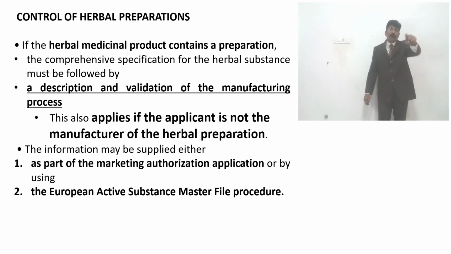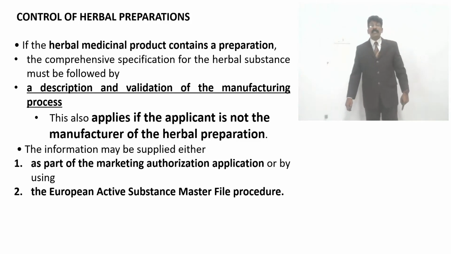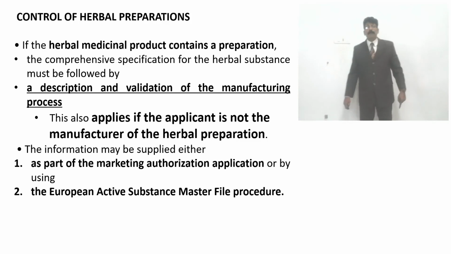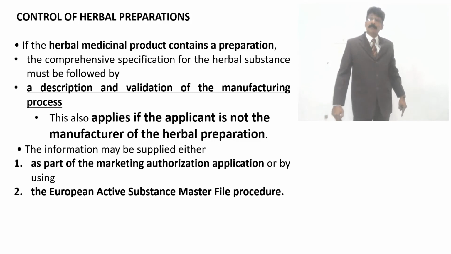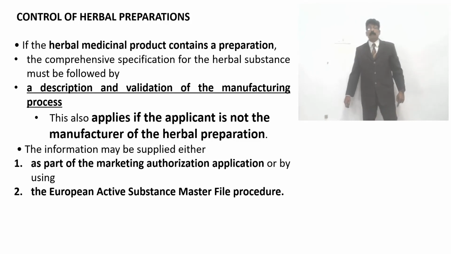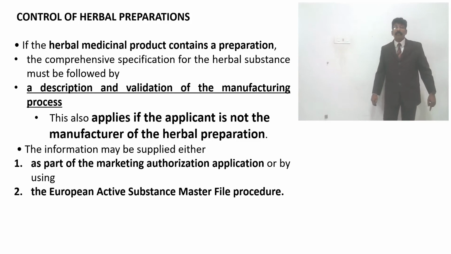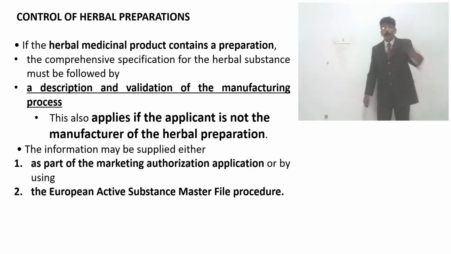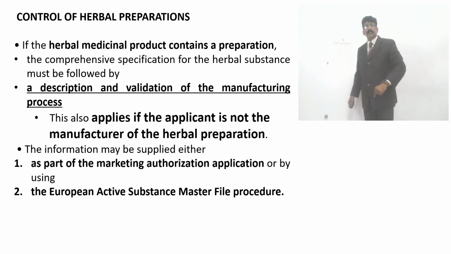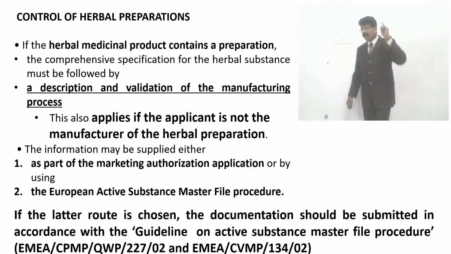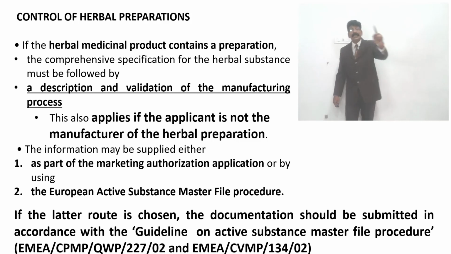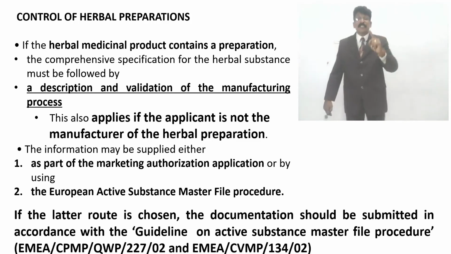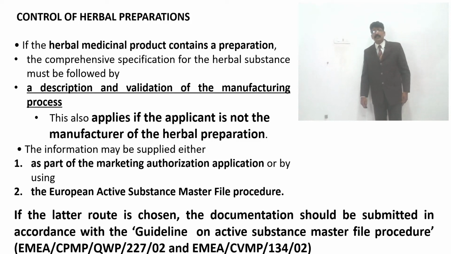So the information may be supplied either as a part of the marketing authorization application, where one will manufacture and another will market, or by using the European active substance master file procedure. If a person is applying by the European active substance master file procedure, that is the latter route, the second route. If you choose that, the documentation should be submitted in accordance with the guidelines of the active substance master file procedure.